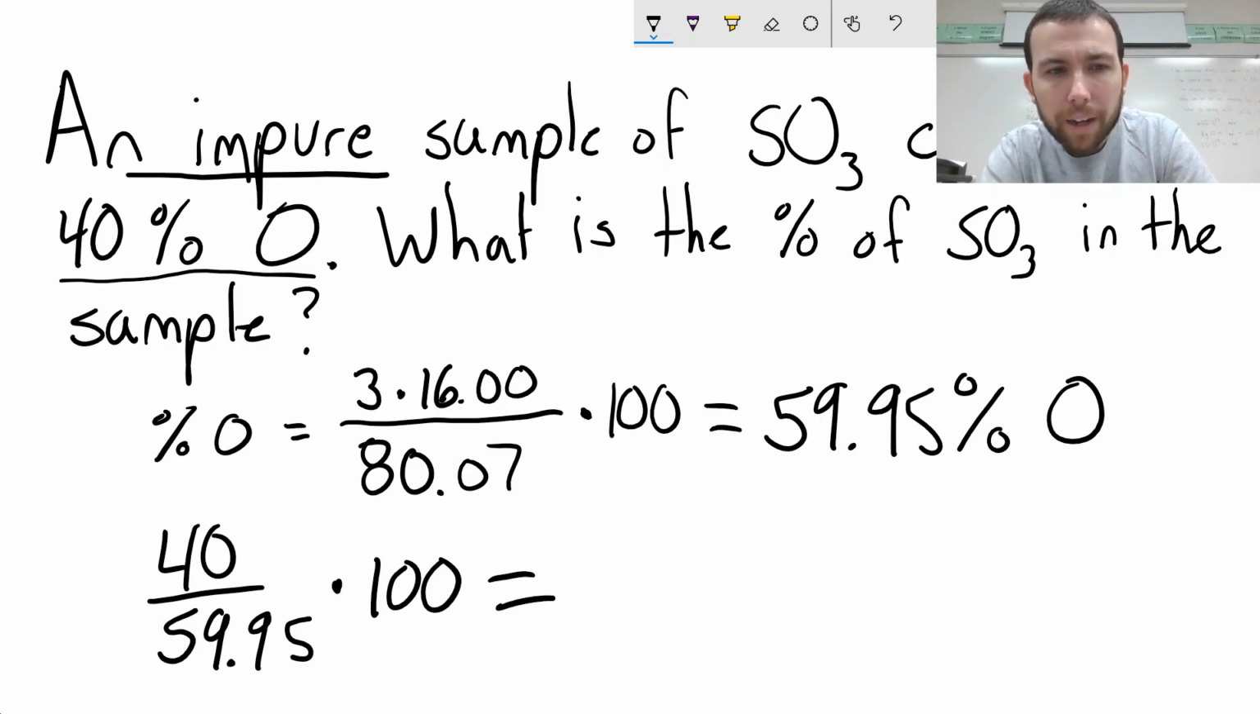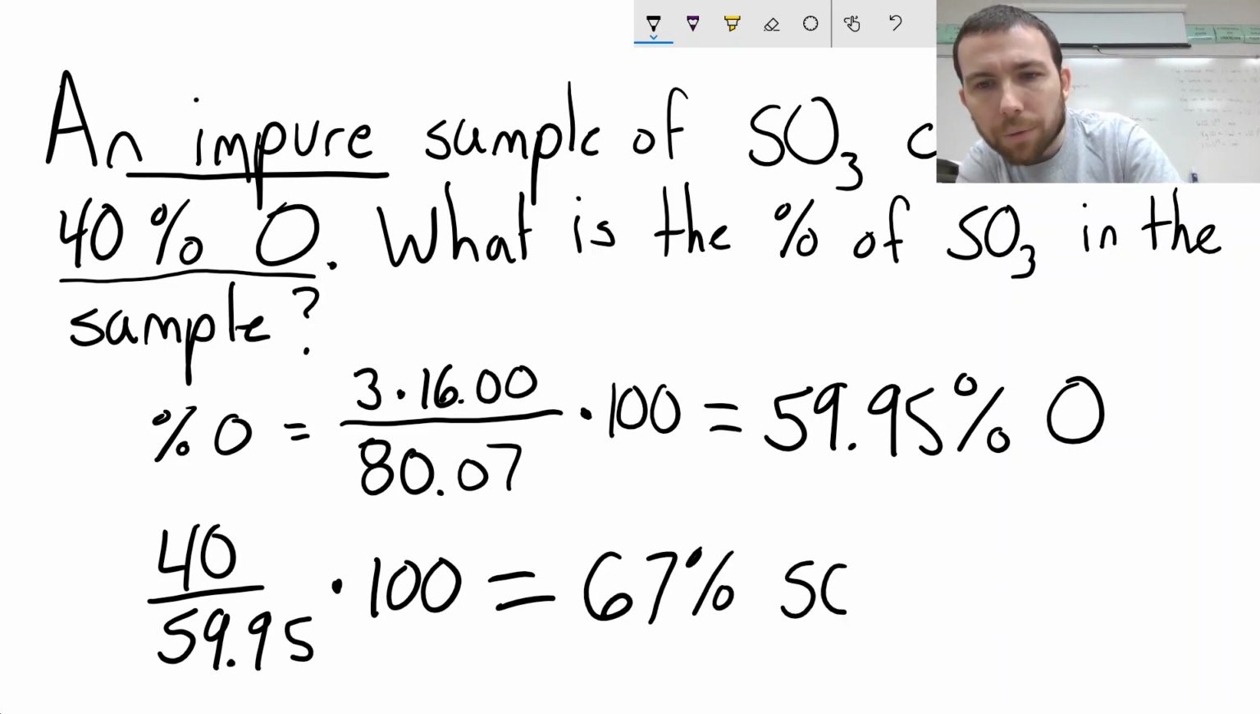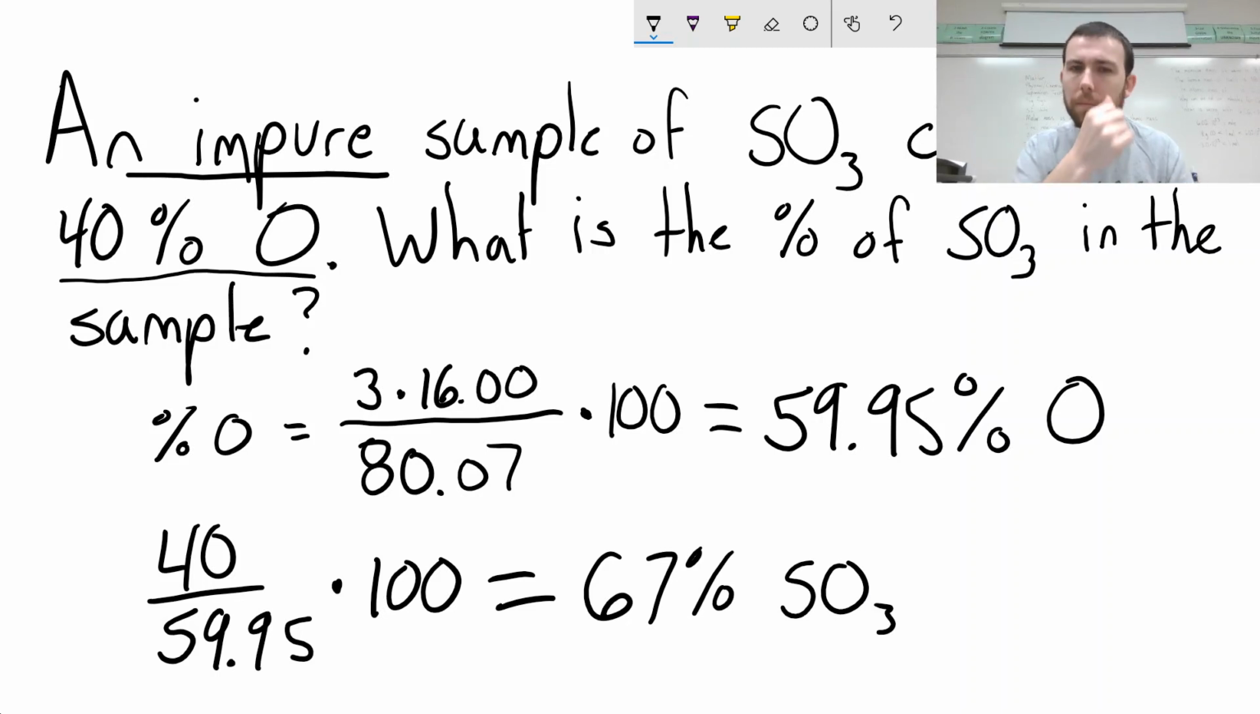Since it's essentially 40 divided by 60, we find that this particular impure sample is 67% SO3. So this impure sample contains 67% SO3, and the other percentage is some impurity, which is causing the oxygen percent composition to go down. I hope that makes sense.